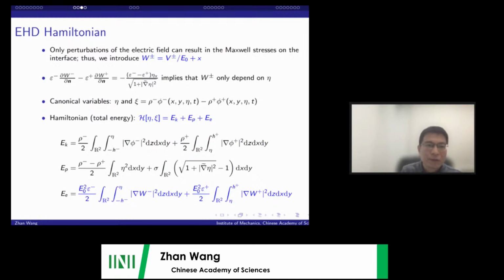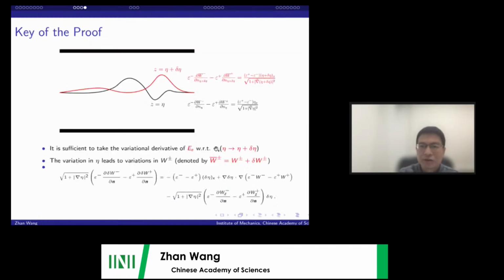And then we can rewrite the boundary conditions associated with the electric field with the new unknowns. It is obvious that these two conditions only depend on the interface displacement. This fact implies that we might have the same canonical variables as in the case without an electric field. Okay, so to prove this assertion, we only need to check the variational derivative of the electric potential energy.